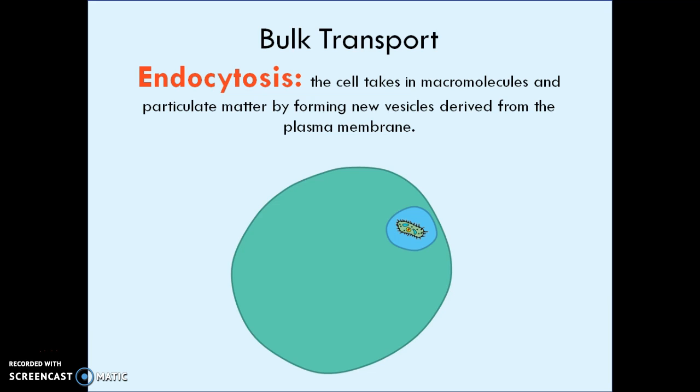So this is all really, really important. Those are all the types of both passive and active transport. They help a cell maintain and create homeostasis.